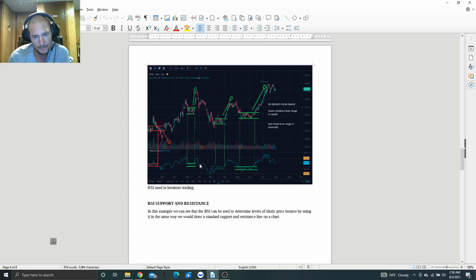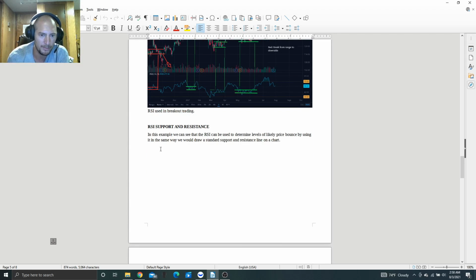Same thing here, nice little consolidation. We break up this time, price moves up. Again here, nice consolidation, price breaks out on the chart and on your RSI, price moves up. Same story here, nice little consolidation, and then you get the breakout.